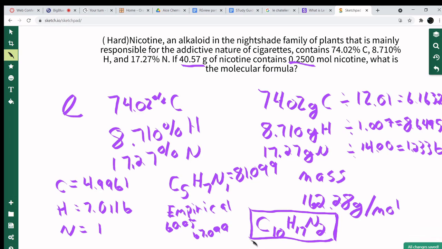Okay. Because I got the 162.28 right away. That was my first step. And then I took 162.28, multiplied it for carbon by 74%, and then divided that by 12. And that just gave me how much carbon there was. And I did 162 times 8.7%. Oh, okay. I see what you did. Yes, that's also another acceptable way.